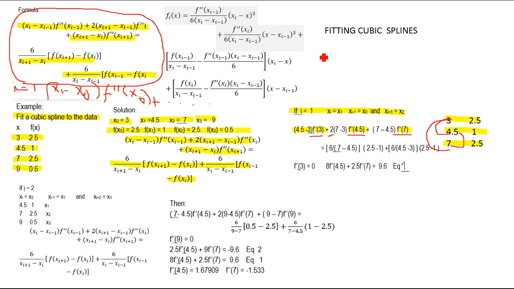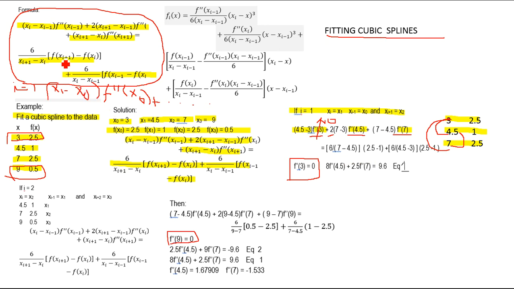Sa condition ng cubic splines, always yung una at saka kadulo, ang second derivative niya is 0. So, f double prime 3 is 0, so this must be 0 already. And then yung last, yung f double prime 9, second derivative dyan is 0. Okay? So, how do you remember lang yung nasa right side?